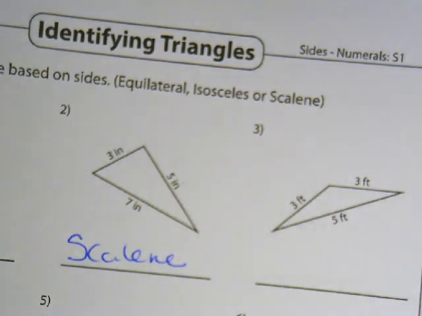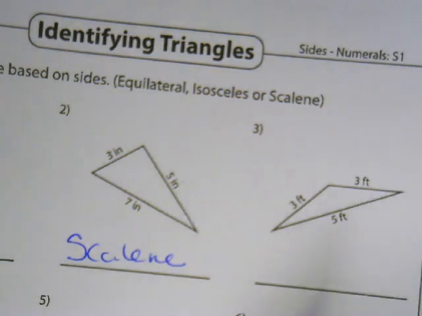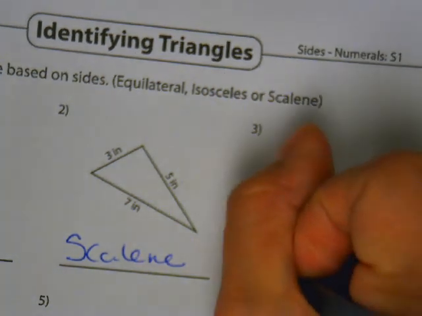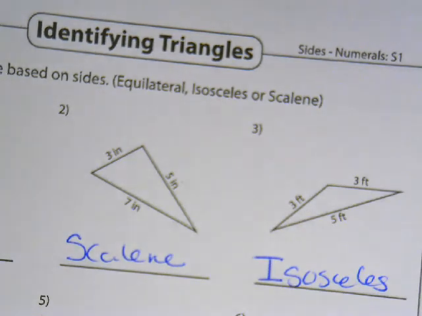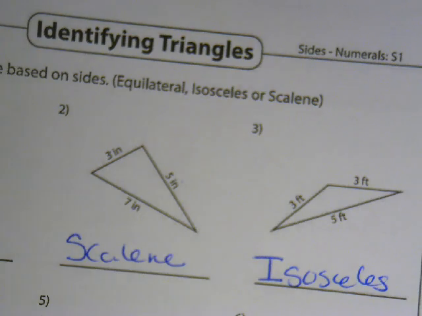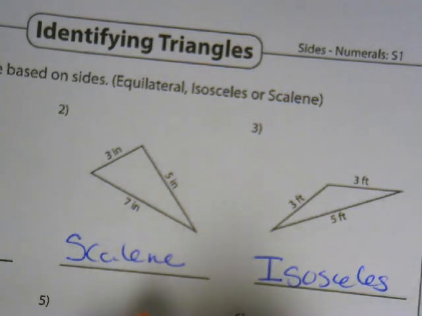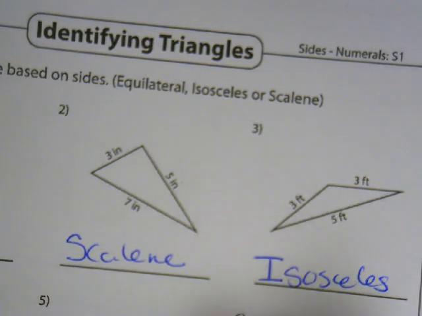Okay. Number 3, I have a 3, 3, 5 triangle. How many sides are equal? 2. So what do we call it? Isosceles. We good? What number is equilateral? 5. So number 5 would be equilateral. We're good?